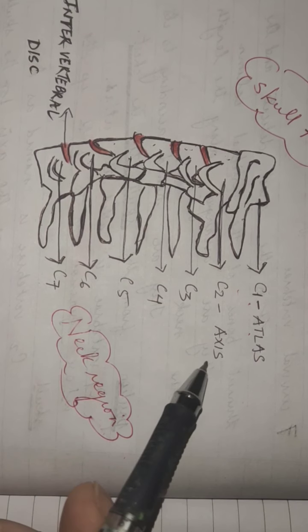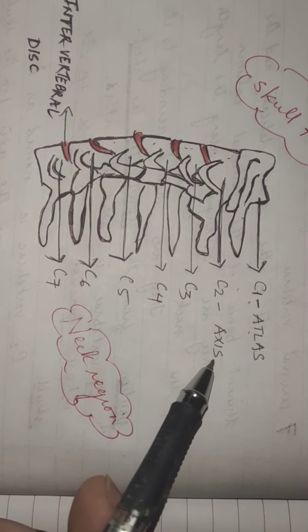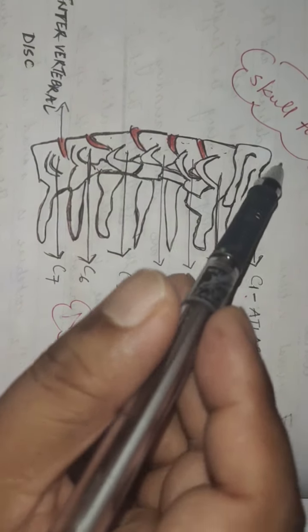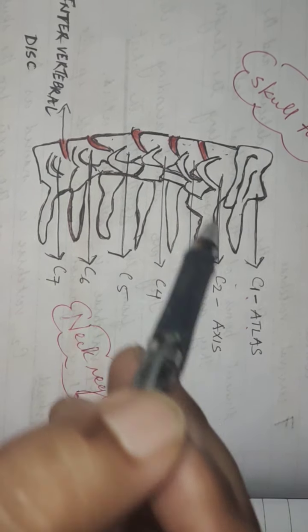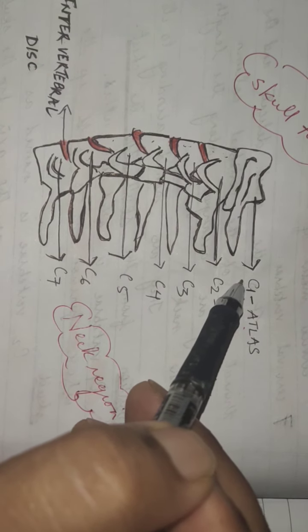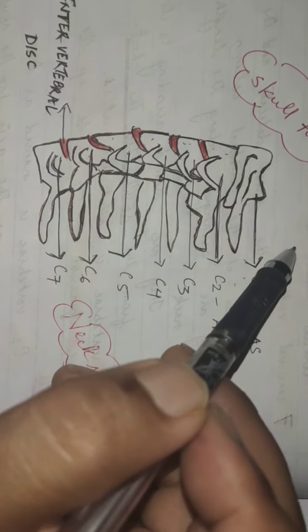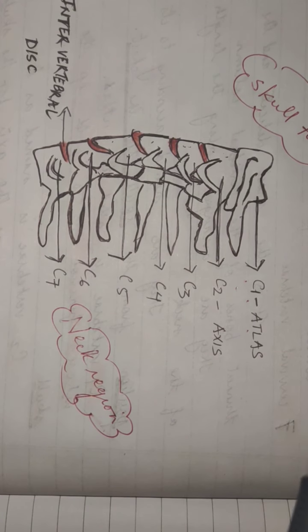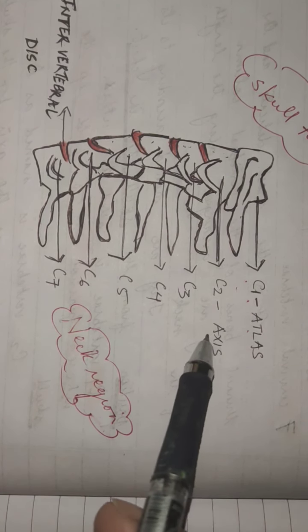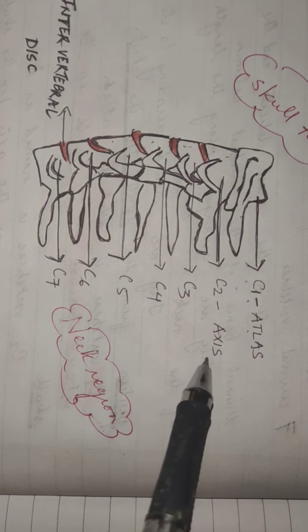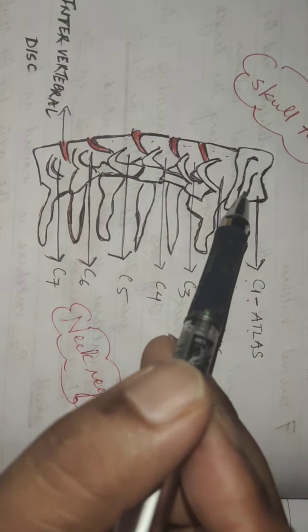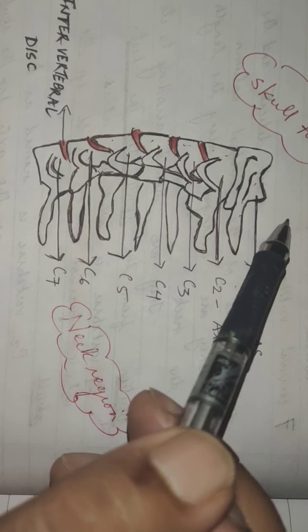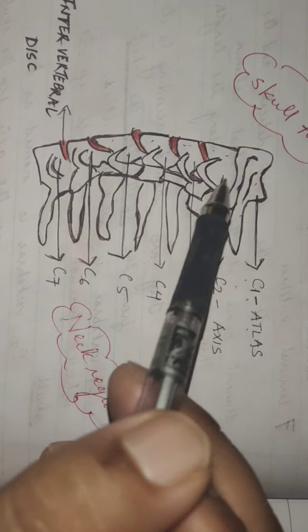Next, the C2 vertebra is named the axis, since it serves as the axis for the skull and helps the atlas to rotate while turning the head from one side to another.